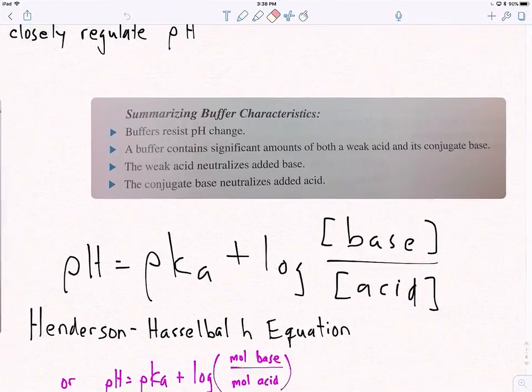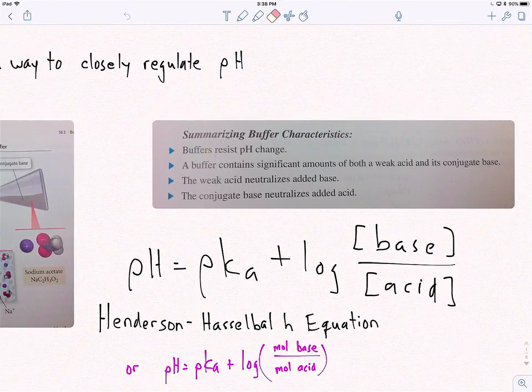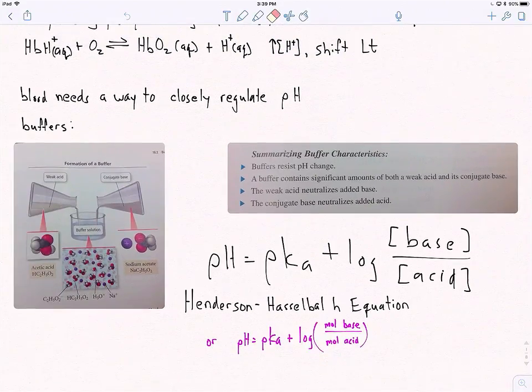And how this works: if there's a weak acid and a strong base together, and acid is added to the solution, the base will react and destroy the acid. If a base is added to the solution, the acid will react with the base and neutralize it. So that's how the buffer works.